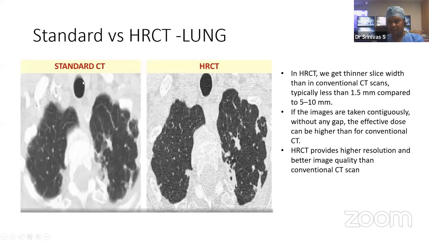Here you can see that the standard CT is a little more blurred than the HRCT, and we can see the structures clearly in HRCT than in the standard CT.